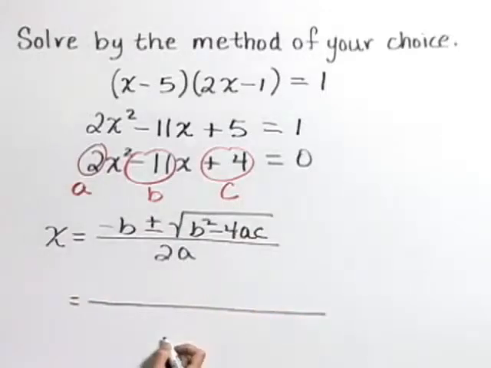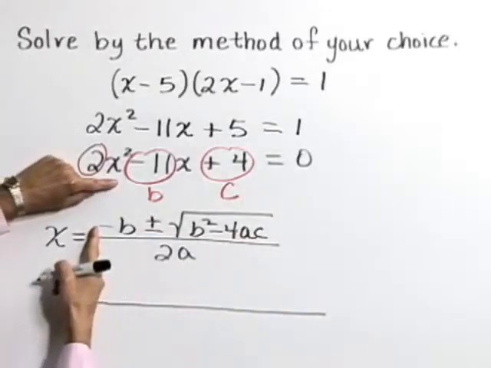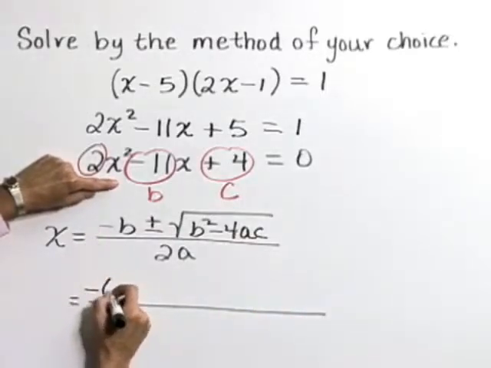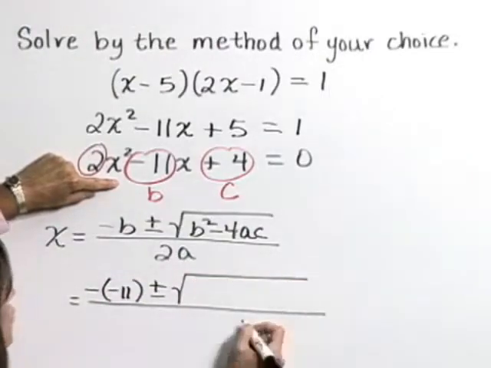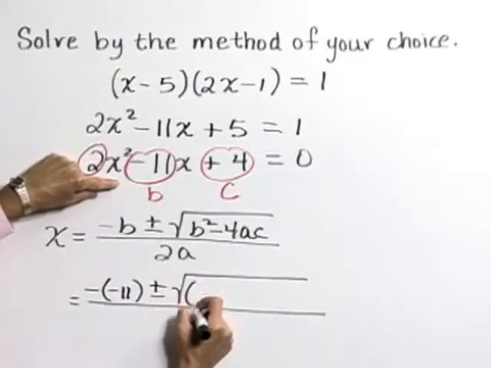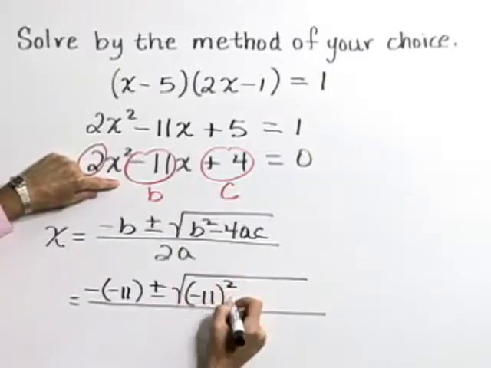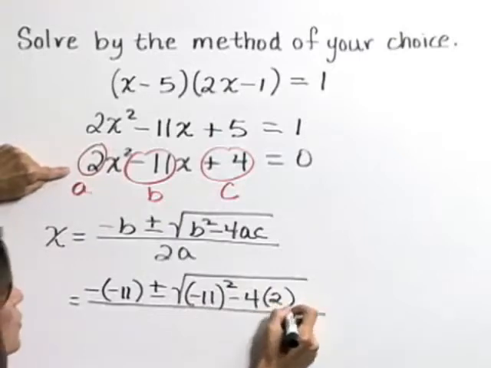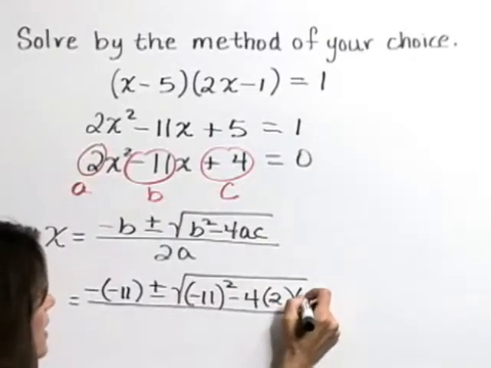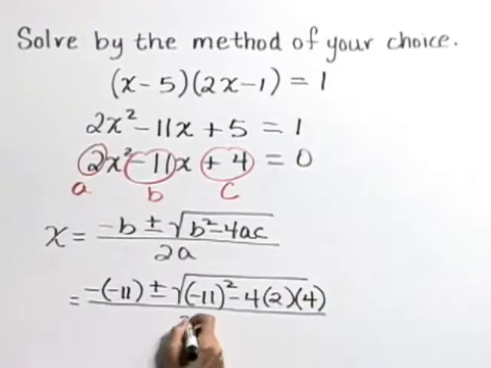And let's substitute values. We want the negative of b, or the negative of negative 11, plus or minus the square root of b squared, or negative 11 squared, minus 4 times a, which is 2, times c, which is 4. And that's all over 2a, or 2 times 2.